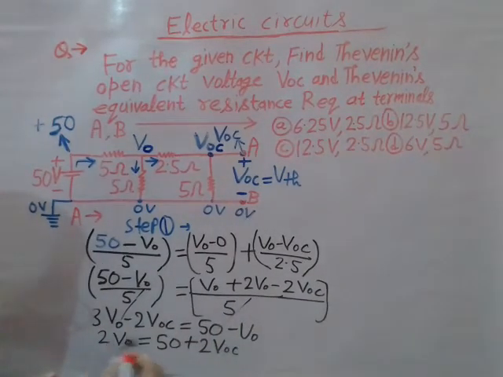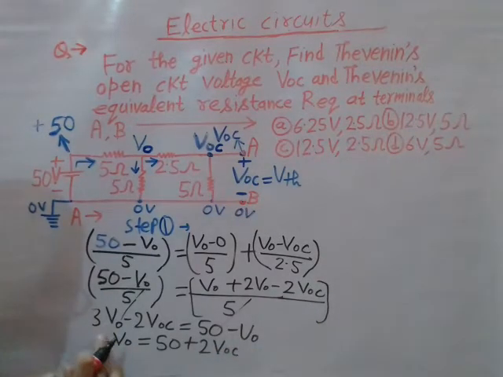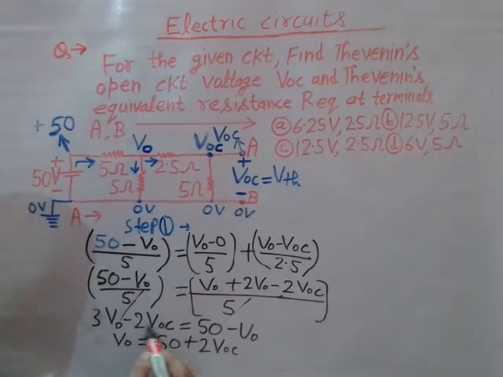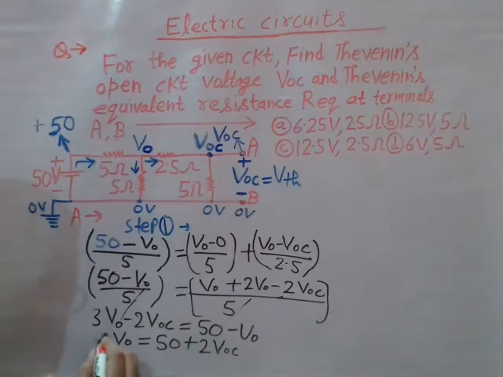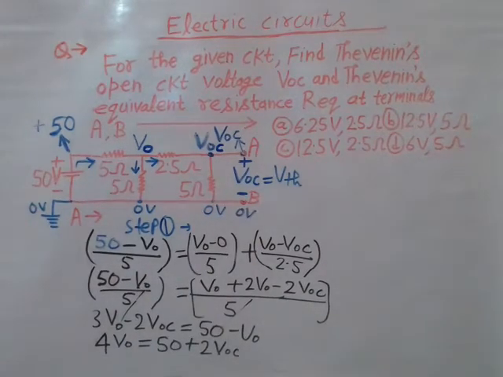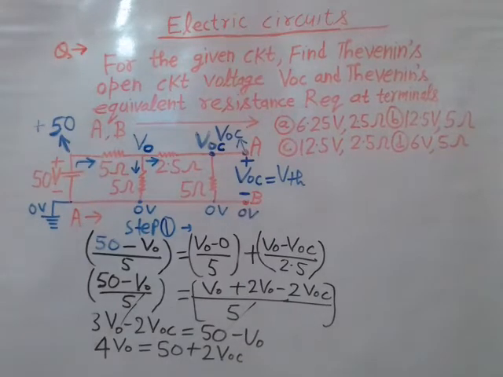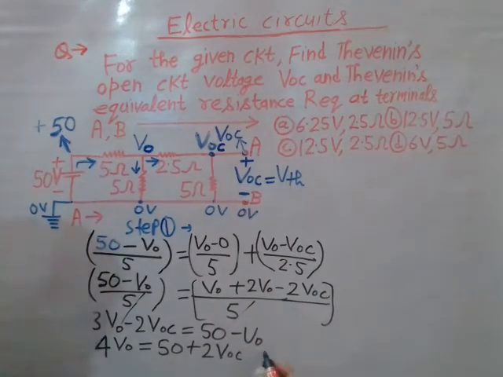This is not 2 V naught. See here, you can just check it out. This is 3 V naught minus 2 VOC equal to 50 minus V naught. So you take V naught to this side, it will become 4 V naught. So 4 V naught is equal to 50 plus 2 VOC. This is equation number 1.